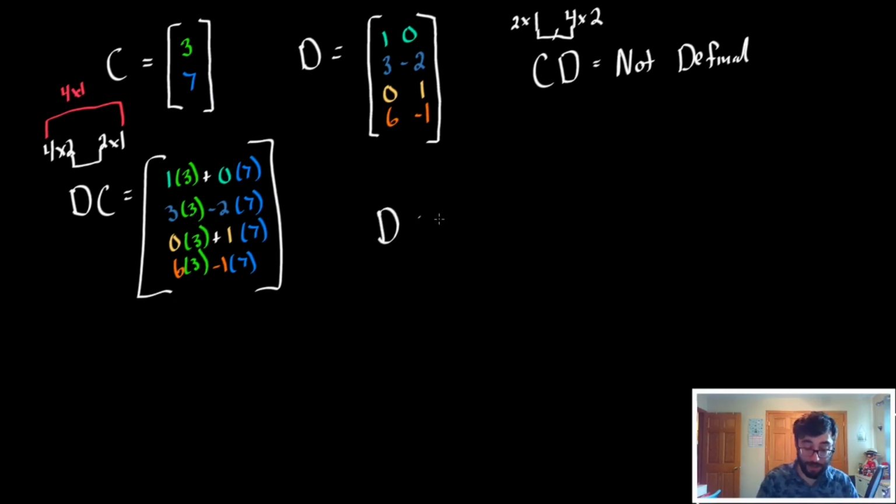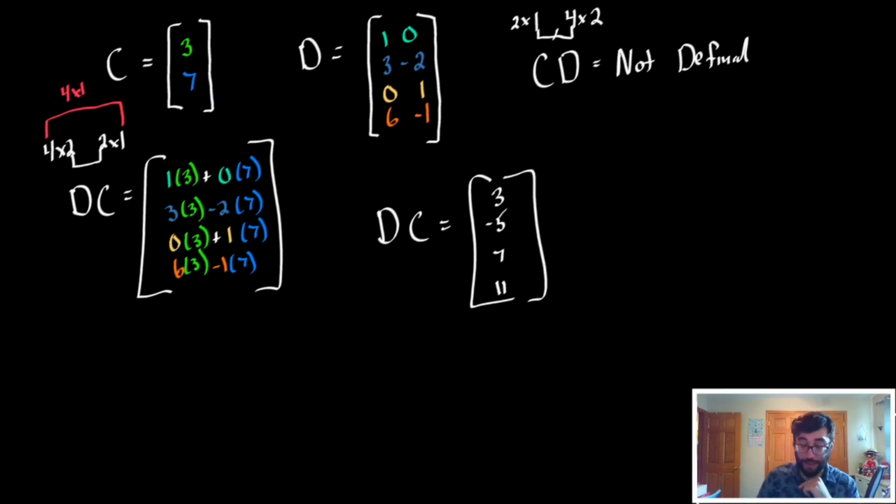So D times C, remember C times D did not exist, but D times C will exist, and that final answer is going to be, well, that would be 3 plus 0, which is 3. That's our first row, first column. 9 minus 14, that's going to end up coming out to be, you could do plus negative 2 times 7. I just did minus 2 times 7, same thing, okay? Don't freak out. So that was what, 9 minus 14, so that's a negative 5, okay? Then this is going to be 0 plus 7. So 7, and 18 minus 7, so 11. And that is going to end up being our final answer, okay?